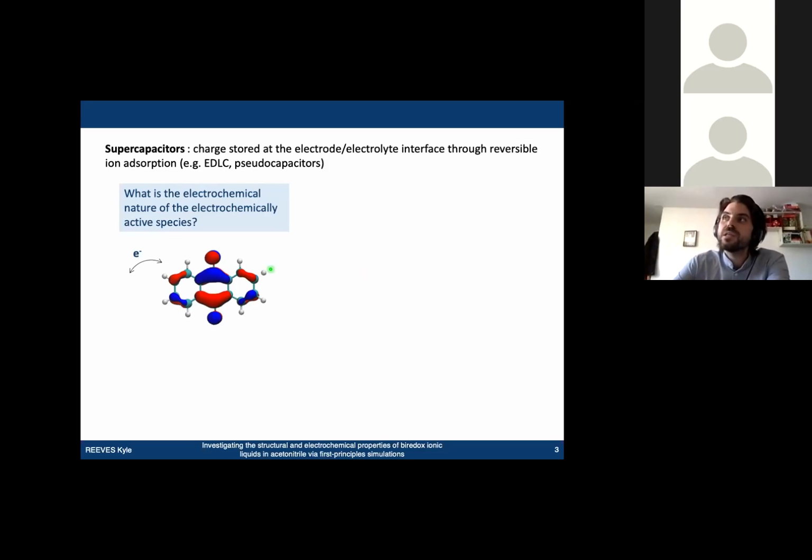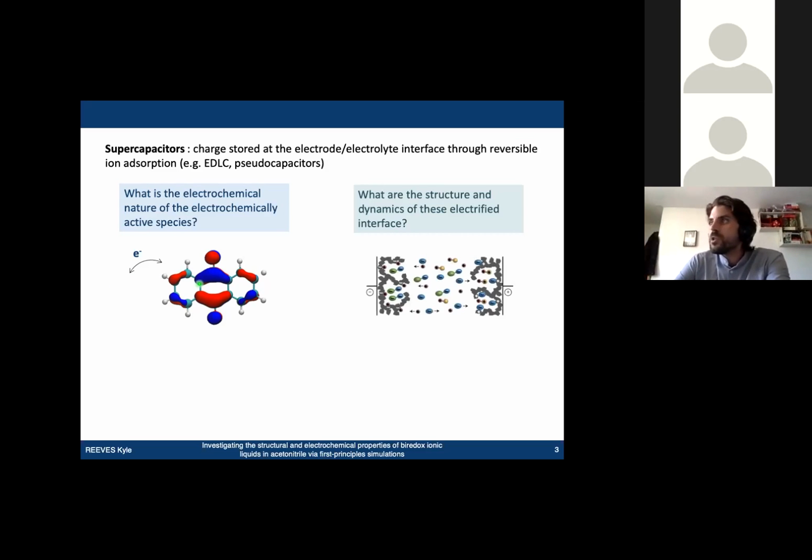First is, for example, what is the electrochemical nature of those species, the electrochemically active species, as they approach the interface? That is to say, can we understand and describe the electronic structure and the way in which electrons move between, for example, the electrode and the molecule? And another question, on a different time scale and length scale, is perhaps what are the structure and dynamics of these electrified interfaces, the diffusion of these electrochemically active materials, the nature of the interface.